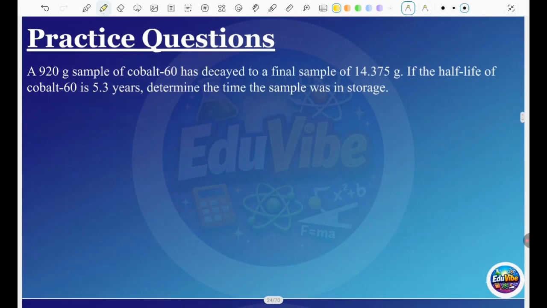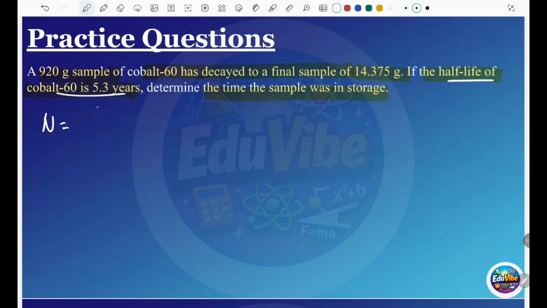Another question we have. The question says a 920 gram sample of cobalt-60 has decayed to a final sample of 14.375 grams. If the half-life of cobalt-60 is 5.3 years, tell me the time the sample was in storage. So we have to find the time, which is T. Not T half, because they've given us the T half, the half-life time. We have to find T.